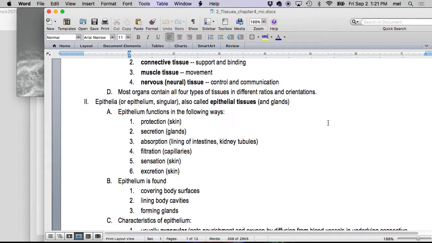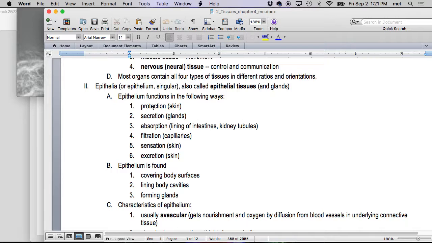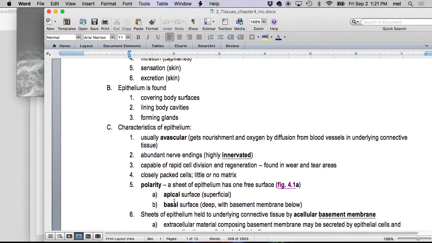We were right here. We were talking about the basic functionality of epithelial tissues, right? And then we'll talk about the locations of epithelial tissues, and then we'll start getting into the specific tissues.